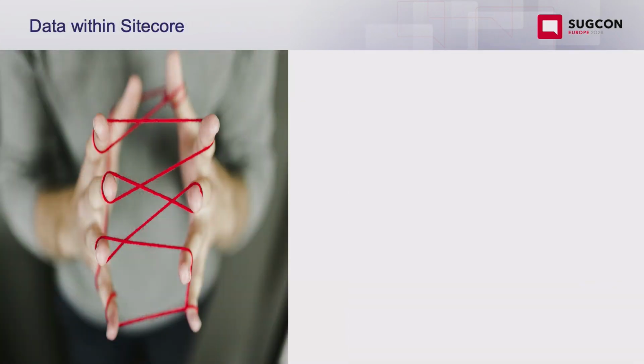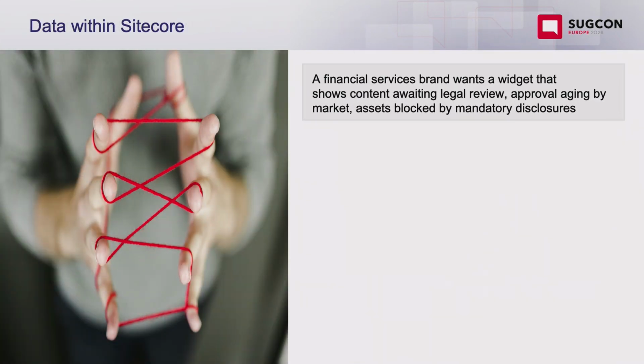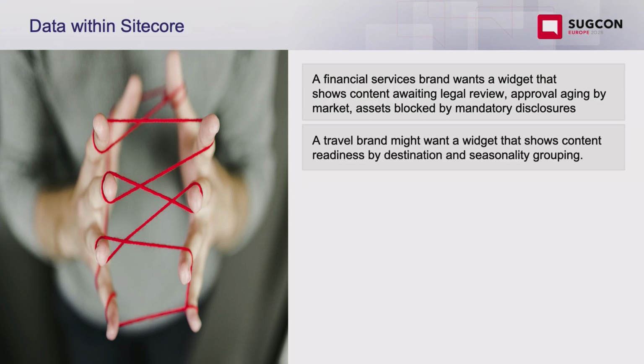Now, the second use case is the data which we already have within Sitecore. So there's this financial services company, and their brand wants a widget that shows content awaiting legal review, approval aging by market, assets blocked by mandatory disclosures. Great use case, but very specific.